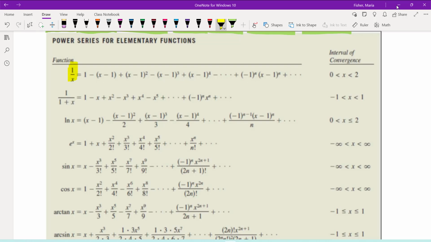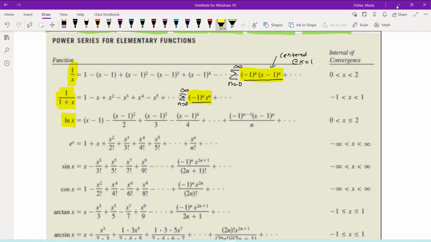So if you had this function 1 over x, this would actually be the series for that function. It would be the sum from n equal 0 to infinity of negative 1 to the n times x minus 1 to the n. Notice that this one is centered at x equal 1. If you had the function 1 over 1 plus x, this is your series right here. It's the sum from n equal 0 to infinity of negative 1 to the n times x to the n.